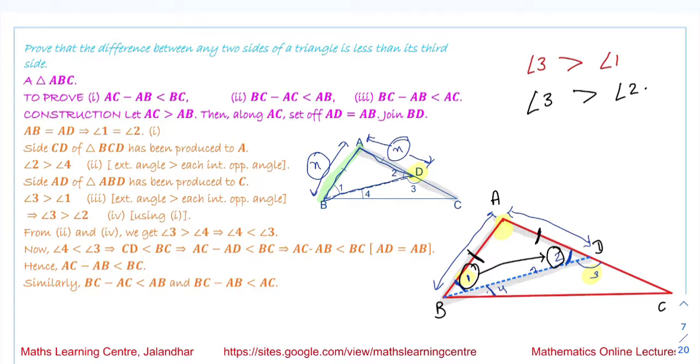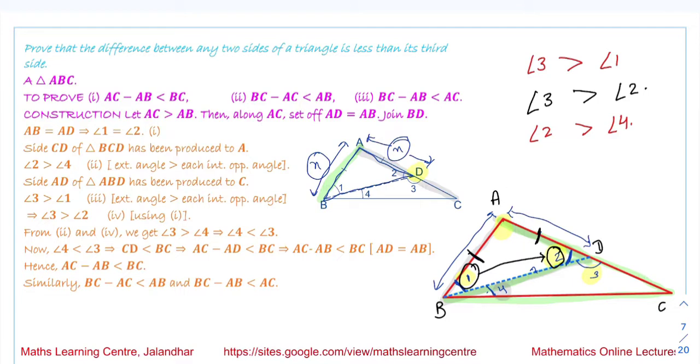Now similarly, if we look at the triangle DBC, this line is extended over here. So what we get is this angle 2, this is the exterior angle now to the angle. This is the angle 4 over here. It is the interior opposite angle to the exterior angle 2. So what we get from this is that angle 2 is greater than angle 4.